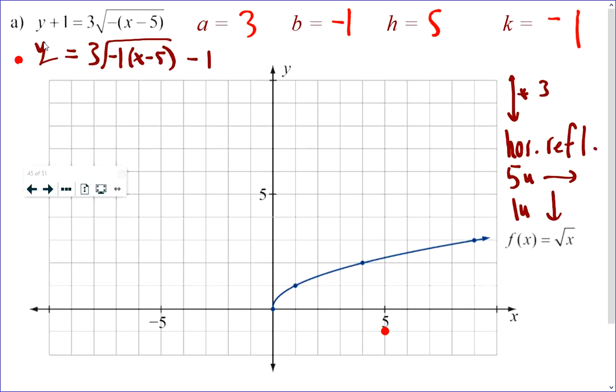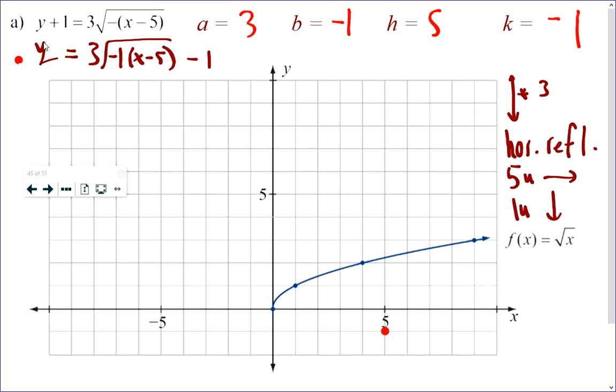Do you remember last year with parabolas that the vertex was always at p, comma, q? The reason the vertex is always at p, comma, q for a parabola is that reflections and stretches don't move that vertex that's at the origin. It's only the p and q that move it. P, of course, this year has become h, and q has become k.